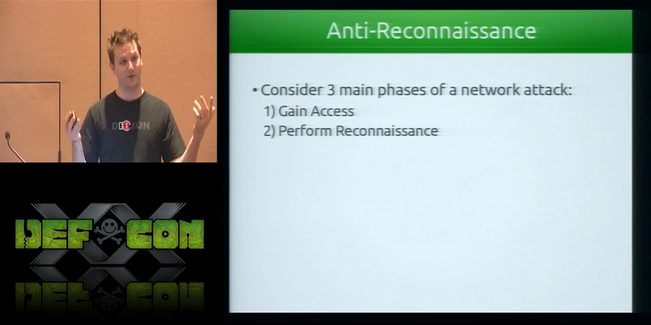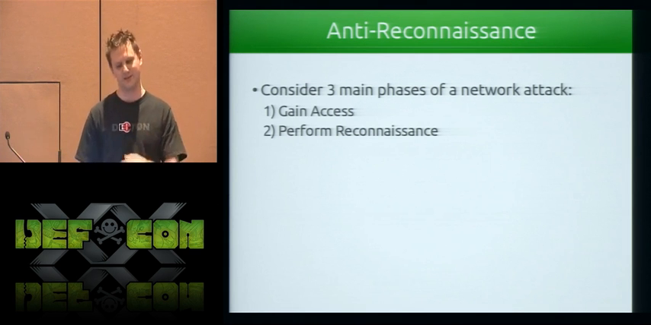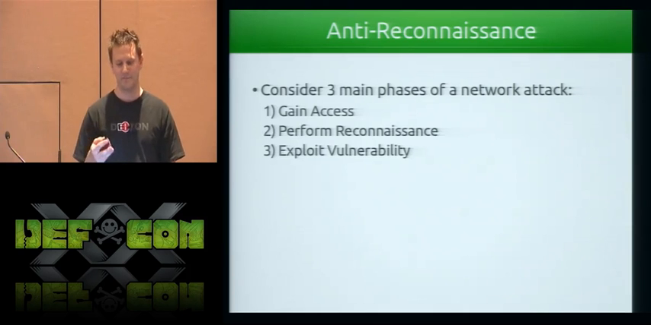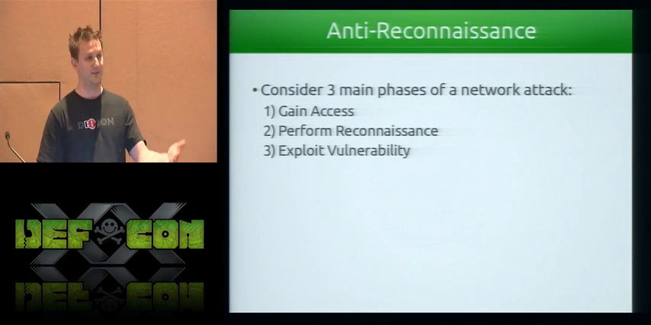Step 2 is performing reconnaissance. You have to find out all kinds of stuff about the network that you want to attack. And I'm going to talk about this, of course, in great detail later. And then step 3 is exploiting the vulnerability, exploiting something bad about the network that you found in step 2, right?